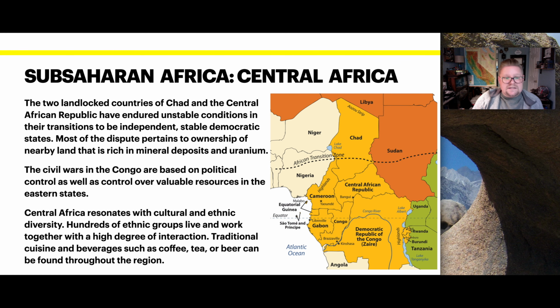Central Africa resonates with cultural and ethnic diversity. Hundreds of ethnic groups live and work together with a high degree of interaction. Traditional cuisine and beverages such as coffee, tea, or beer can be found throughout this region.